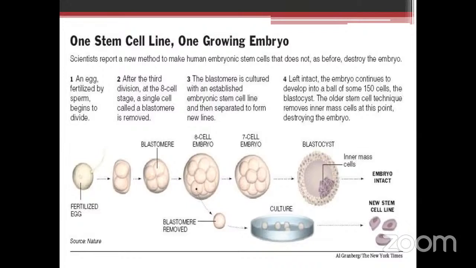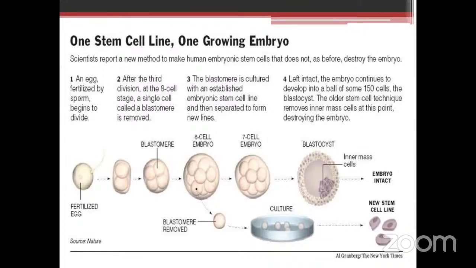So what is the mechanism? First, an egg fertilized by the sperm begins to divide. Okay, the fertilized egg or zygote. Then it will become 2, 4, 8. After the third division, at the 8-cell stage, a single cell called a blastomere is removed. So here in the third step, you can see only a single cell is removed from that particular ball of cells. And the blastomere is cultured with an established embryonic stem cell line. Along with the stem cell line, they are culturing the blastomere and then separating it to form new lines.